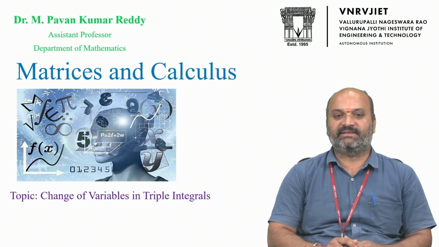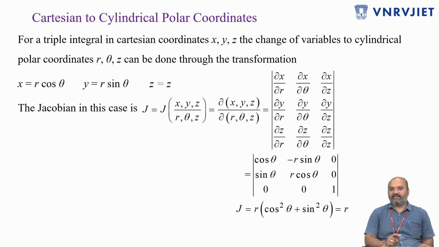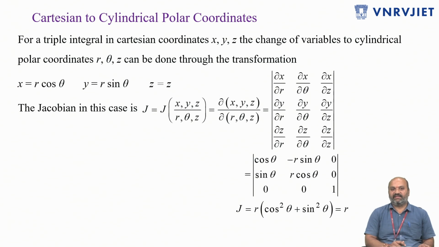Today our topic is change of variables in triple integrals. So we study change of variables from Cartesian coordinate system to cylindrical polar coordinate system, and Cartesian coordinate system to spherical polar coordinate system. First we'll see Cartesian to cylindrical polar coordinates. What is the transformation we use? And what is the equivalent integral?